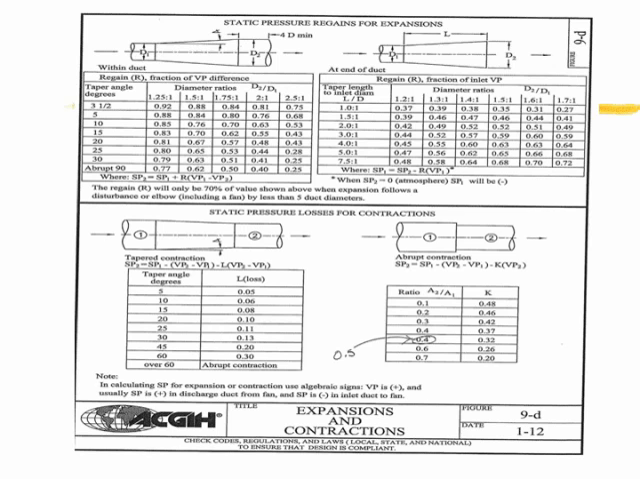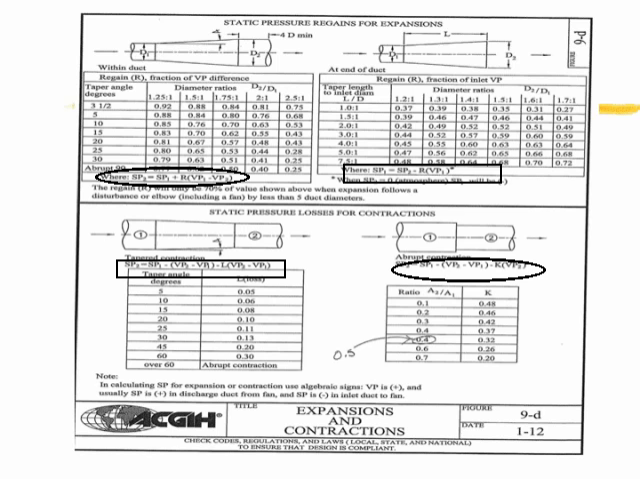But this busy slide presents a formula. If you look right here and right here, as well as right here and right here, you will see 4 different formulas. And let's talk about the bottom section first. So the bottom section are static pressure losses for contractions.